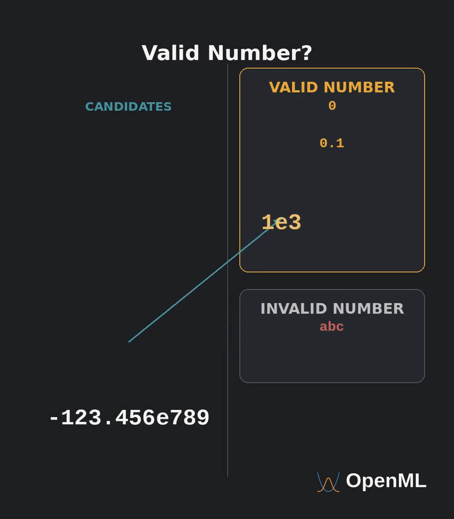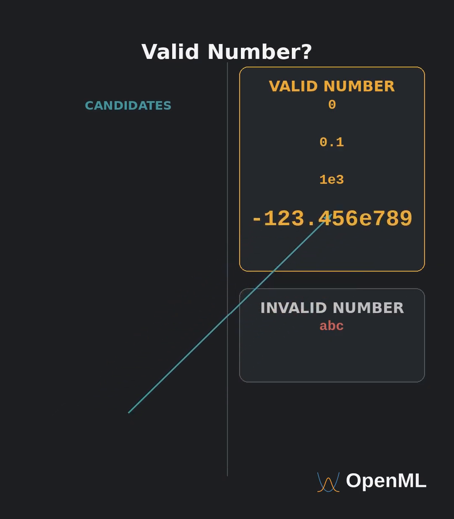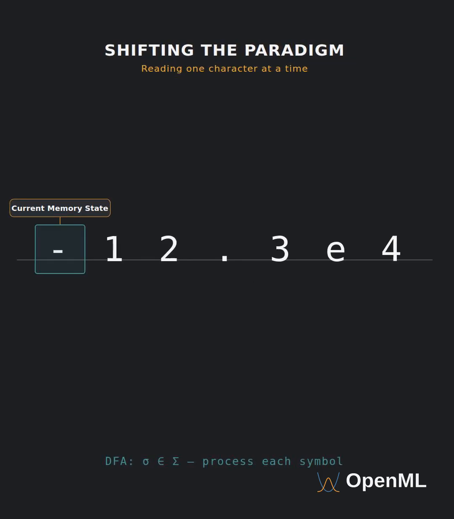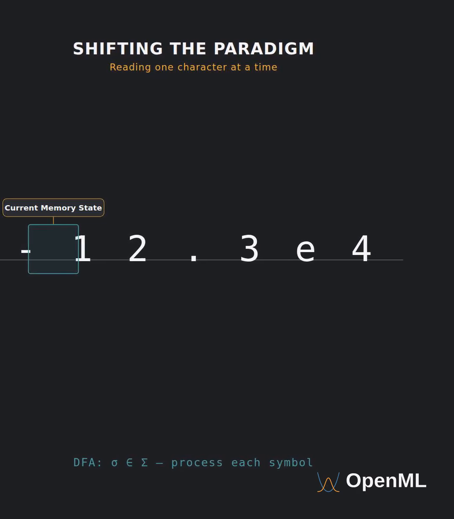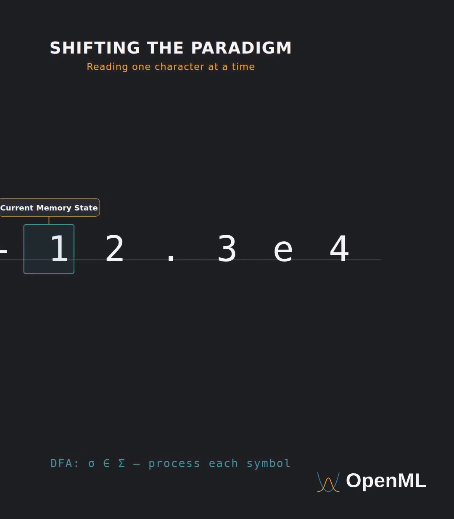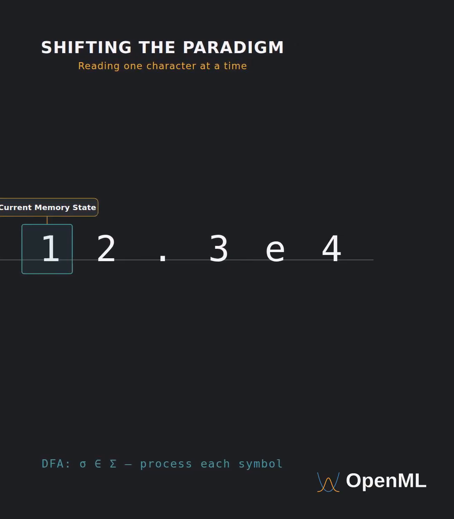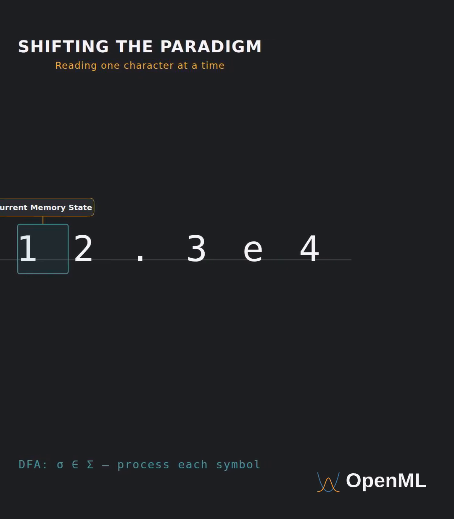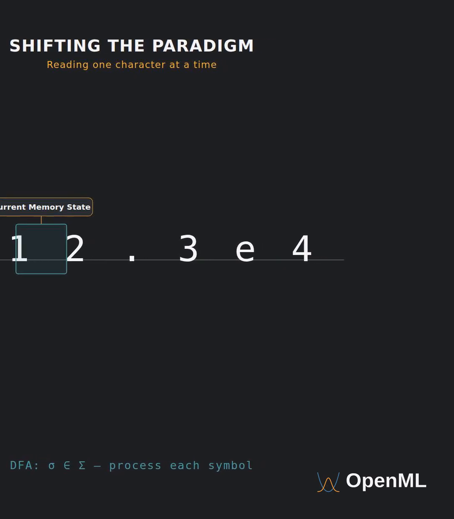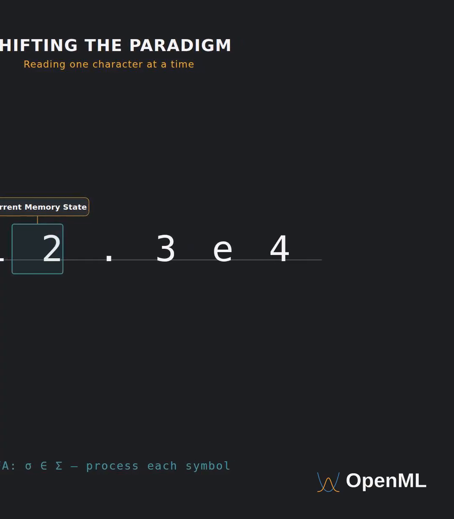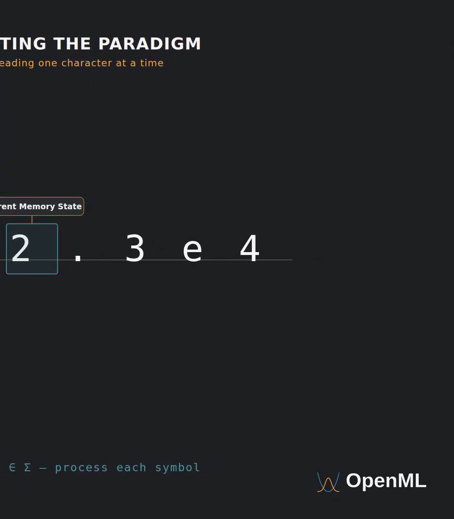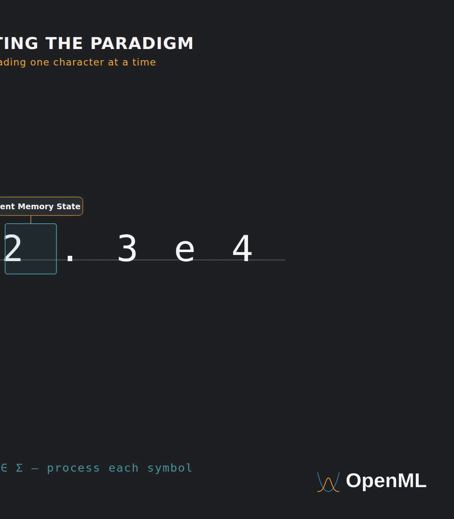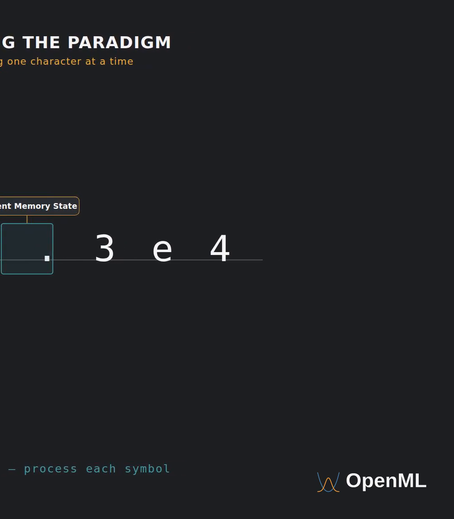Trying to write this using a massive web of nested if-else blocks quickly collapses into an unmaintainable mess of edge cases. To solve this reliably, we have to change how we think about parsing. Instead of looking at the whole string or trying to peek ahead, imagine a machine with a tiny, fixed memory. It reads the string character by character, from left to right, exactly once. It cannot look back. At every step, its current memory state tells it exactly what characters are legally allowed to arrive next. This elegant model is called a deterministic finite automaton, or a DFA.